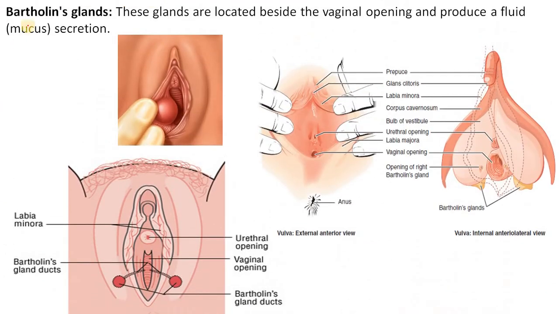Now, coming to the Bartholin's glands. What are these? These glands are located beside the vaginal opening and produce a fluid mucus secretion. As we know, this is also an external part of the female reproductive system, and these glands rest beside the vaginal opening and are responsible for the fluid discharge. This part is the Bartholin's gland. Small gland-like openings, ducts, are there, and from there secretion occurs, fluid discharge occurs. Okay, and sometimes Bartholin gland cancer is also found.